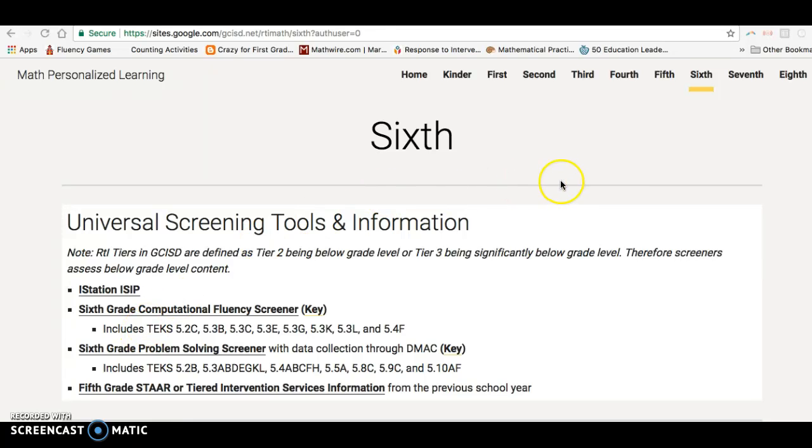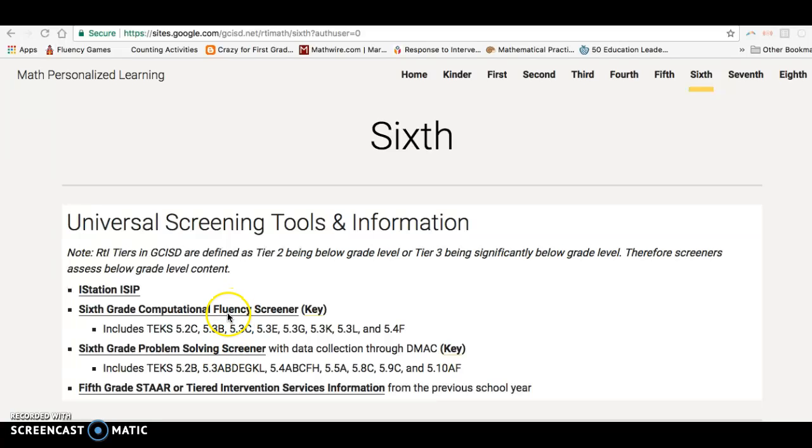So on the 6th grade page of our new Personalized Learning in Math site, we have screening information. Of course, iStation ISIP is our universal screener that we use beginning, middle, and end of year. It has its own norms and it records its own data online, so I don't really feel the need to capture that data in this spreadsheet.